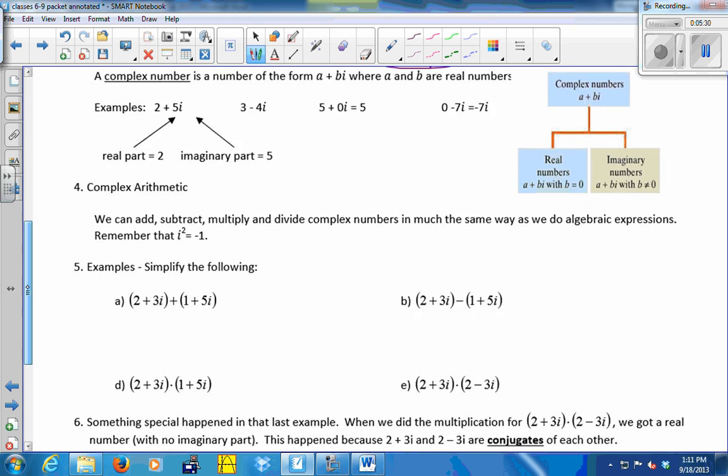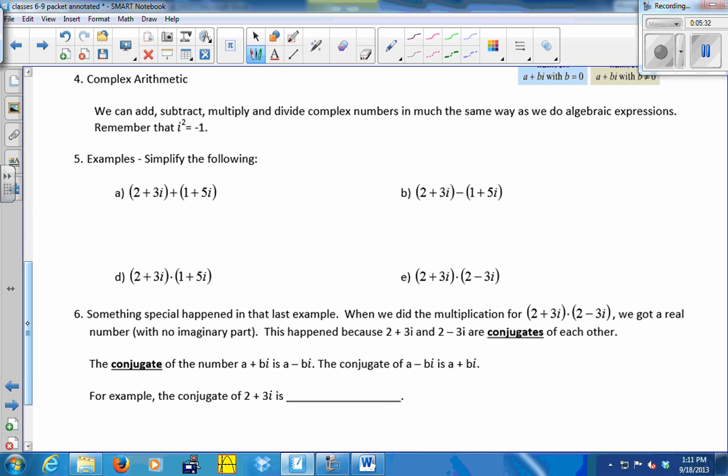All right, so we can do arithmetic with complex numbers now. You can add, subtract, multiply, and divide them, much the same way you do algebraic expressions. You can just treat that i like you would treat an x or a variable. So if I want to add two complex expressions, I just combine like terms: combine the real parts, 2 plus 1 makes 3, combine the imaginary parts, 3i and 5i make 8i.